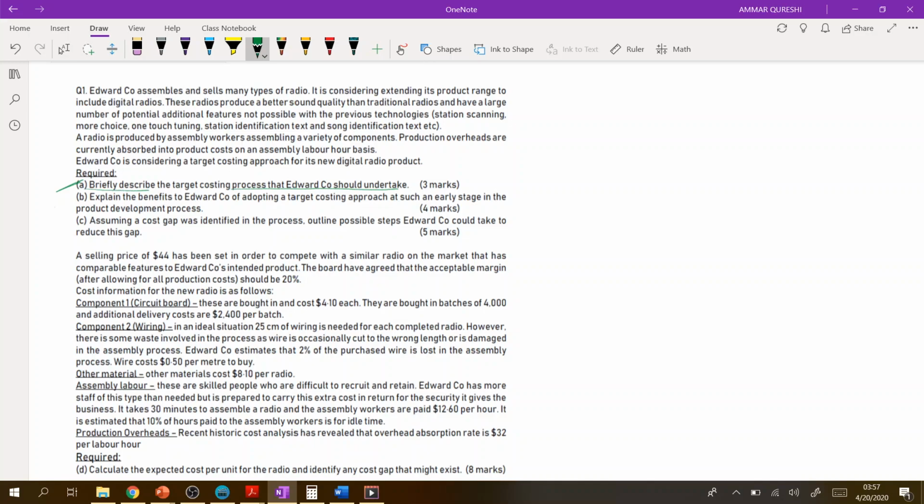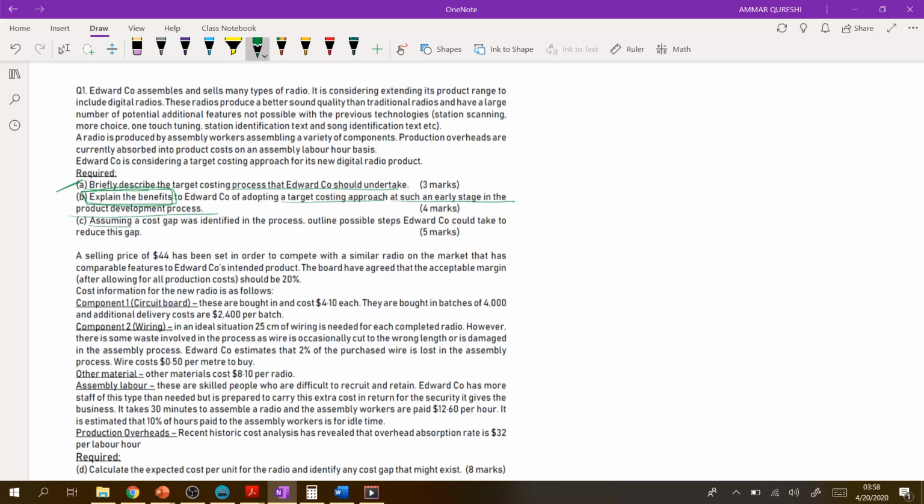Yes, we have to write those steps which we have identified: do market research and then target our selling price, then reduce the profit in order to calculate the targeted cost, and then identify the cost gap and try to eliminate that cost gap. So we just need to write all those points. Simple. Then it says explain the benefits to Edward Company of adopting the target costing approach at such an early stage of the production process. That is for 4 marks.